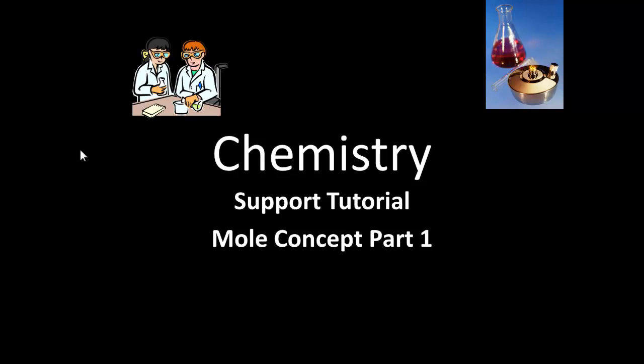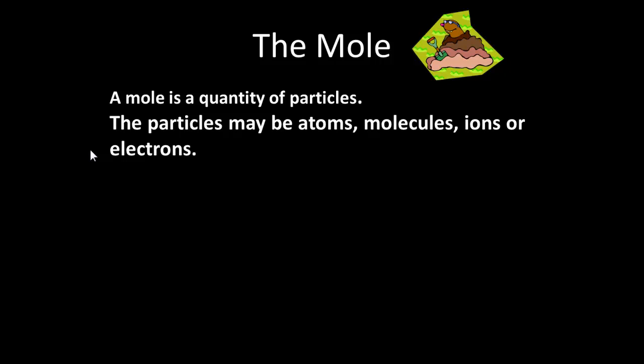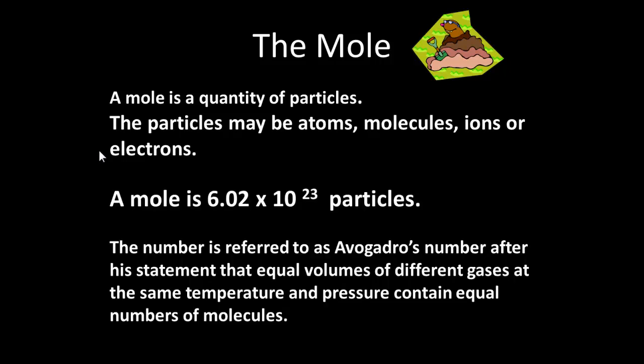In this short podcast, which is a support tutorial, we're going to look at the concept of the mole in chemistry. The mole is a quantity of particles, and it doesn't matter what the particles are. In chemistry, they can be atoms, molecules, ions, or electrons. And the number of particles in a mole is 6.02 times 10 to the power of 23, which is referred to as Avogadro's number. He derived that number by determining that equal volumes of different gases at the same temperature and pressure had an equal number of molecules.